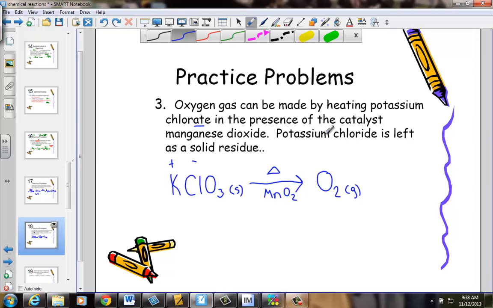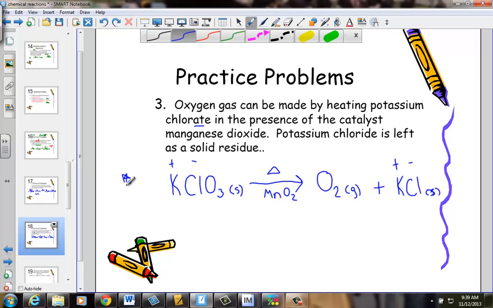It goes on to say potassium chloride is left as a solid residue. It's left over at the end of the experiment. This is where we see it on the product side. Potassium chloride, here the "ide", K is a plus, Cl is a negative, so KCl as a solid residue.